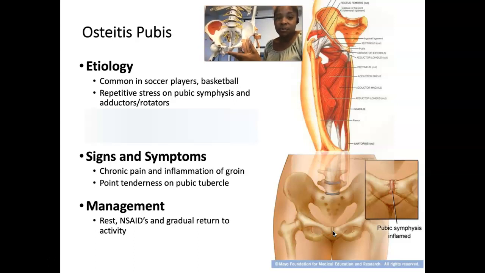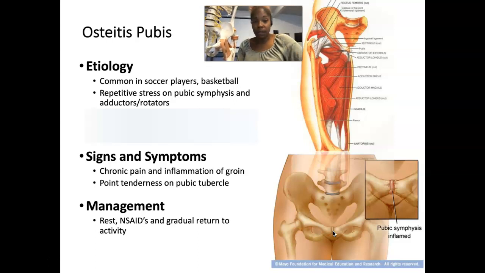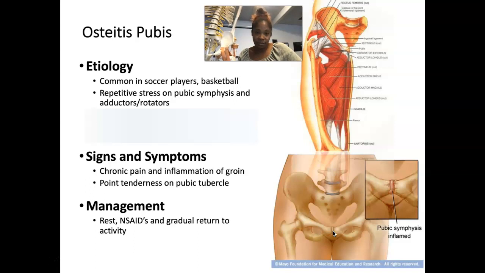In terms of management, it's rest. It's taking off the stress from the adductor muscles, right, so that they're not pulling on the pubic bone. And then sadly, it's a progressive return to play with a symptom checklist every 2 or 3 days until they are pain-free.